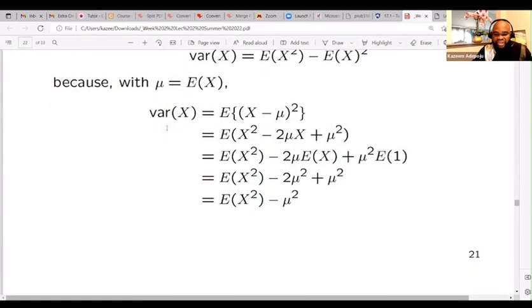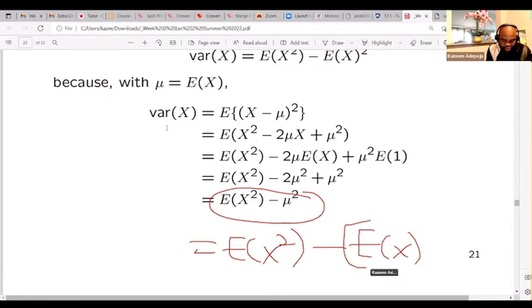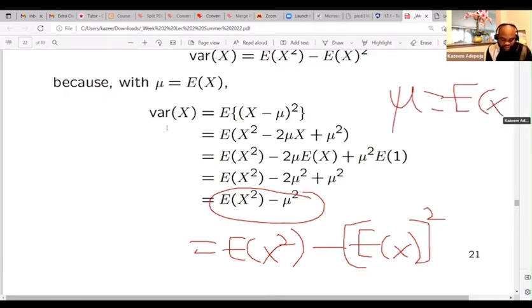And of course, as I did the other time, this is how you can expand that. The variance of x can also be written that way, where we say the expected value of x squared minus the expected value of x, squared, because mu is the same thing as the expected value of x.